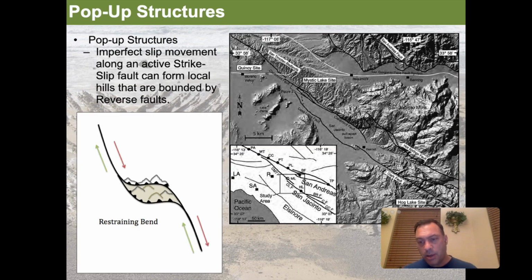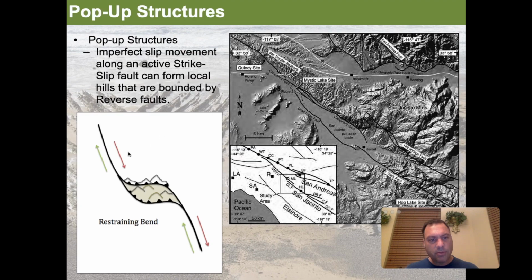The same way that you can get a pull-apart structure by having imperfect motion, you can also do the exact opposite. You can create a pop-up structure. A pop-up structure is where you get local hills that are bounded by, in this case, reverse faults. In this case, we have a right lateral fault, but it takes a big bend right here because, again, it's on an imperfect surface or there's some type of structure. There's a change in the geology at that locality that causes this to happen.